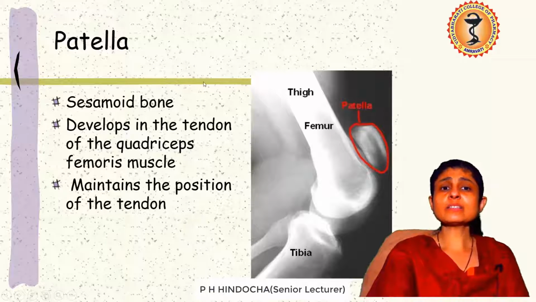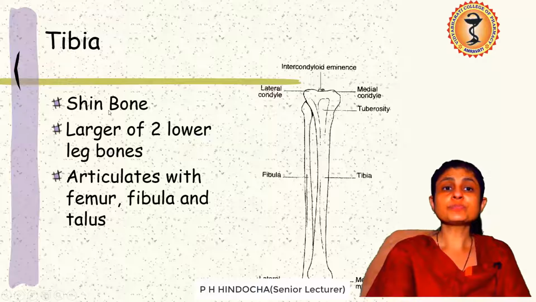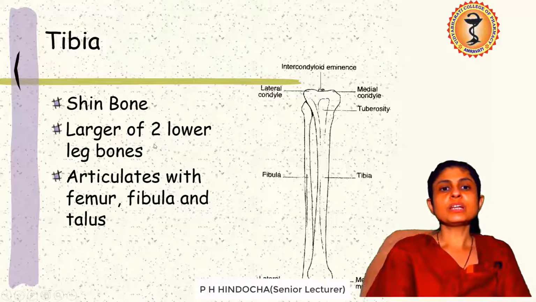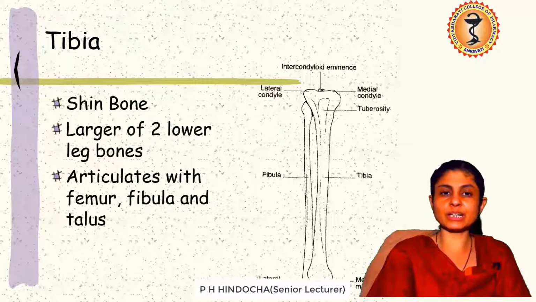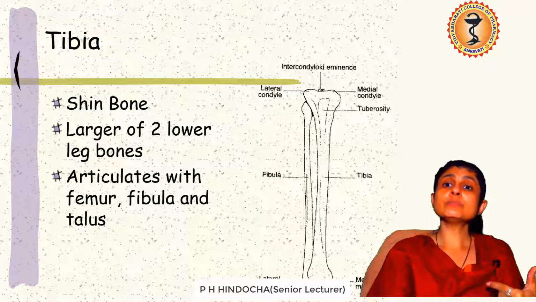Patella, a sesamoid bone. Now, what is a sesamoid bone? That bone which arises from a muscle tendon is called a sesamoid bone. So, a sesamoid bone develops in the tendon of the quadriceps femoris muscles, those muscles which are attached to the femur bone, and maintains the position of the tendon. It doesn't allow it to move. Tibia, the shin bone, the larger of the two lower leg bones. We have two, tibia and fibula. So tibia is the larger one. It articulates with the femur at the top, the fibula at the side, and the talus, a bone of the tarsal part.